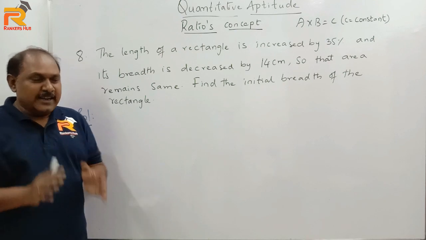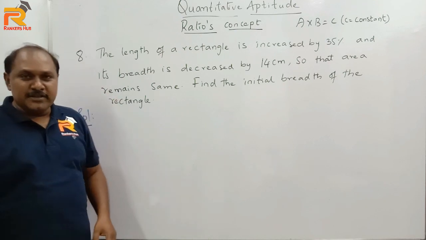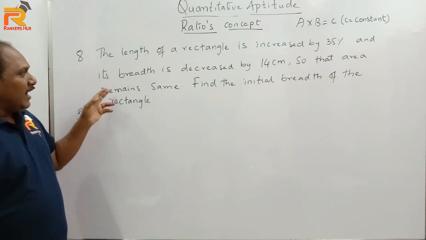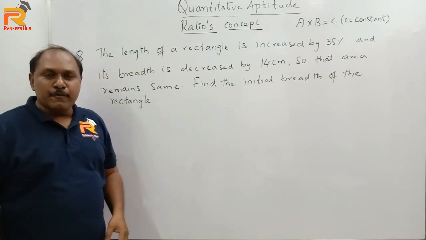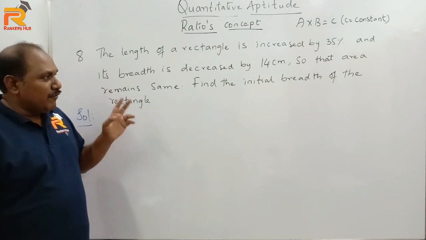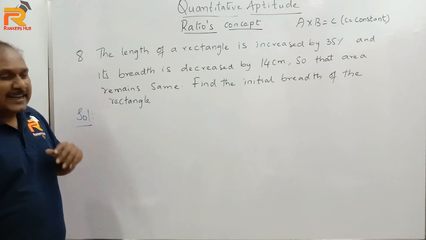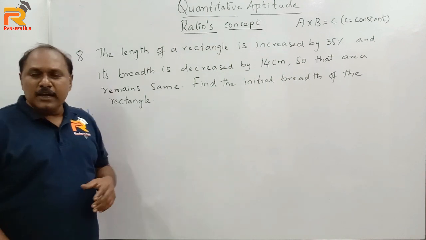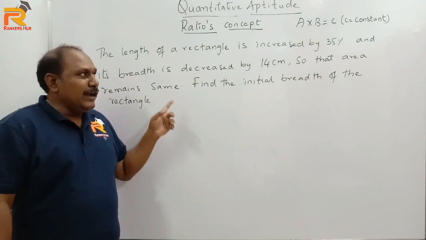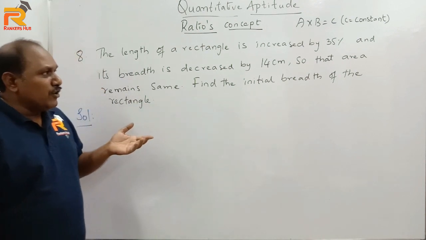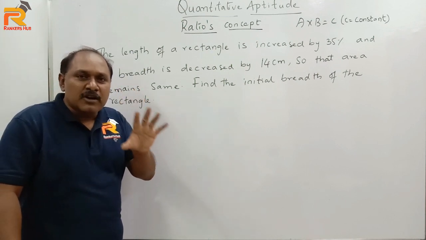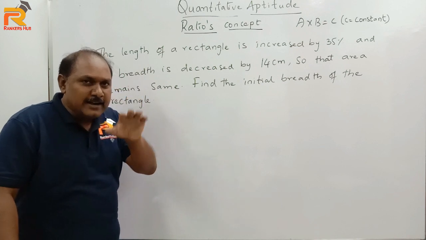Now let us look into the next question from mensuration. The length of a rectangle is increased by 35% and its breadth is decreased by 14 centimeters so that area remains same. Find the initial breadth of the rectangle. Now here we know that area of rectangle is length into breadth. So L into B equals area. So we know that when length increases, if area is same, that is area is constant, definitely breadth should decrease.